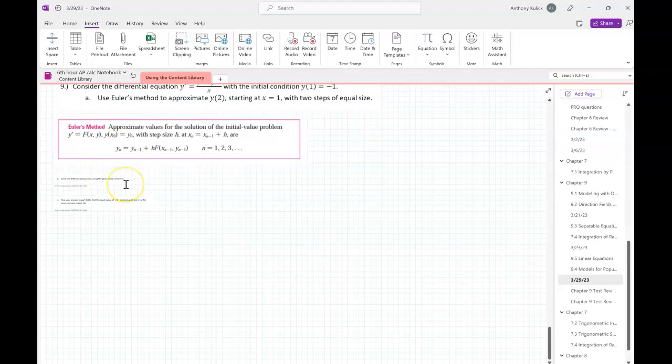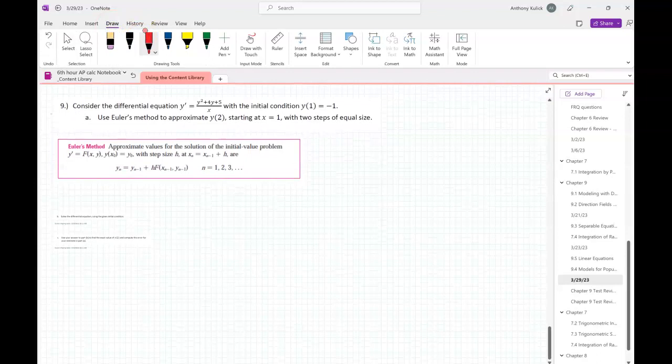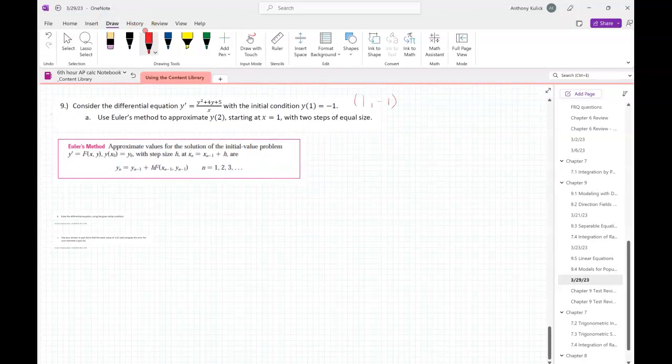So that's Euler's method. We're given in the problem the point (1, -1). That's my x0 and y0. And if I'm going from x equals 1 to x equals 2, using 2 steps of equal size, my h is 1/2. That's right. It's nothing sneaky going on there. It's exactly what you'd think.